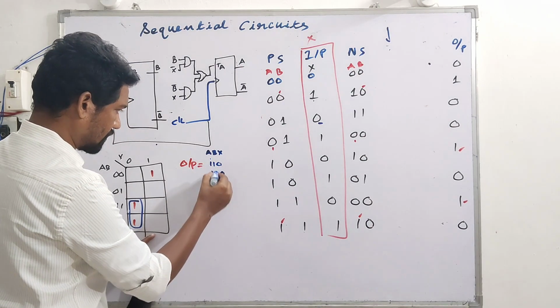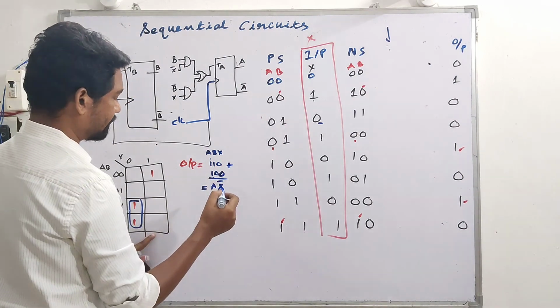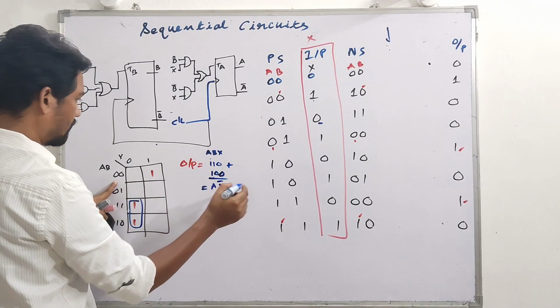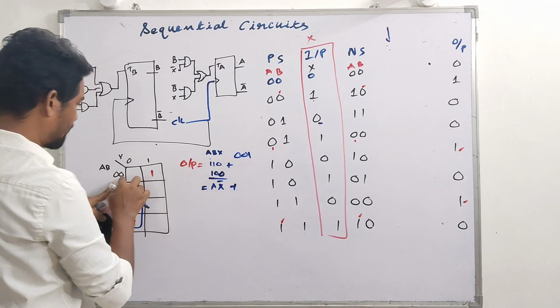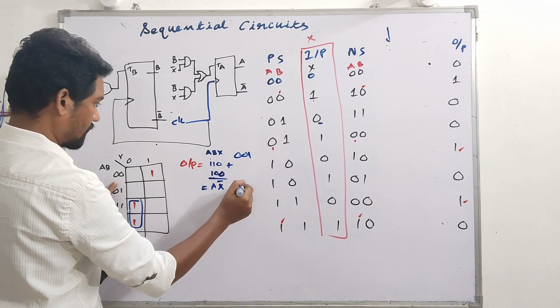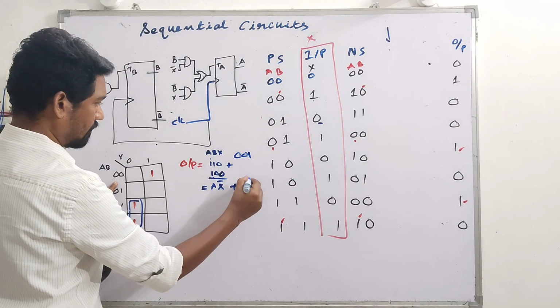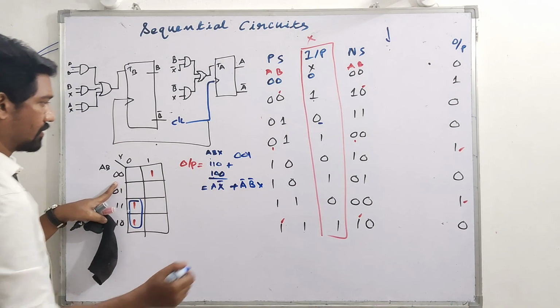There's a toggle, so this gets cancelled, and X bar plus this one gives straight away no reduction over here. It's a plus 0 0 1 from this cell, so it's A bar B bar into X. All right, 0 0 1.